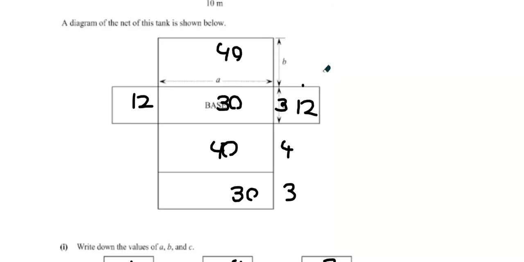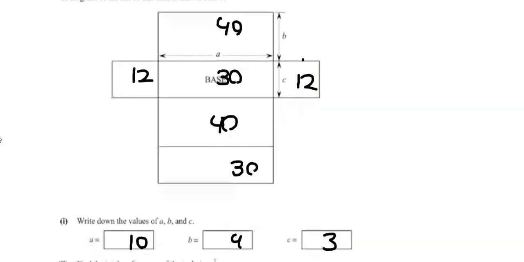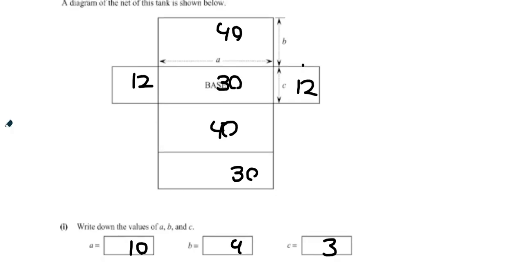Let's add these up together. What do we get when we add them up together? 164. Add up all of them together. Get the surface area.